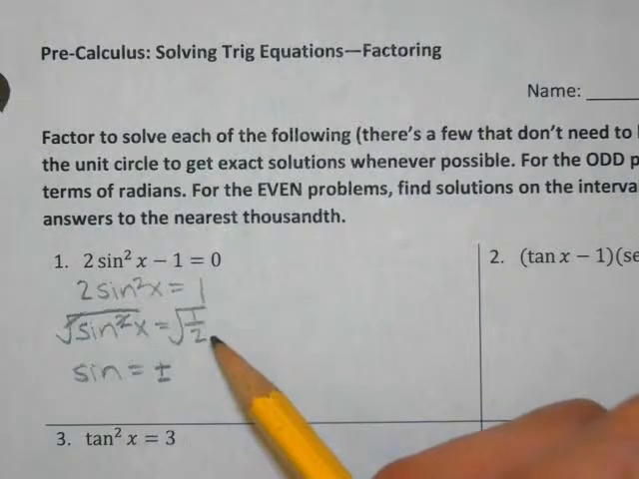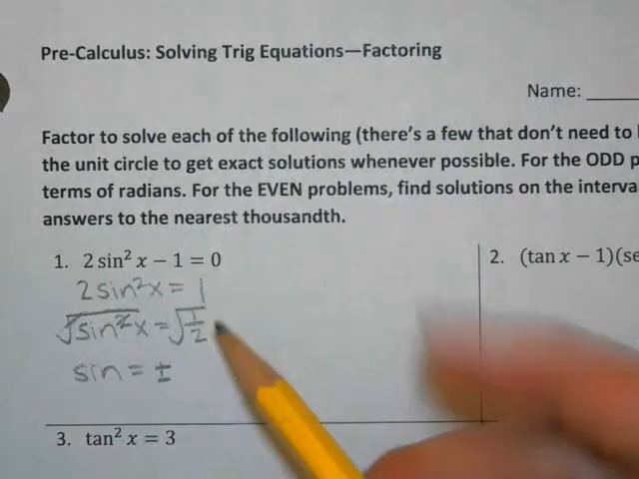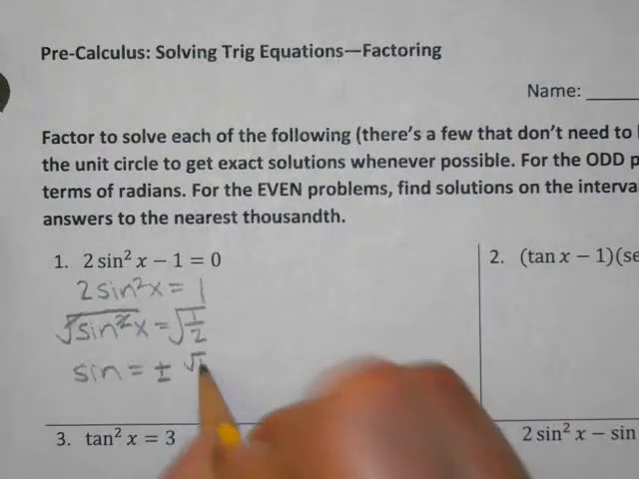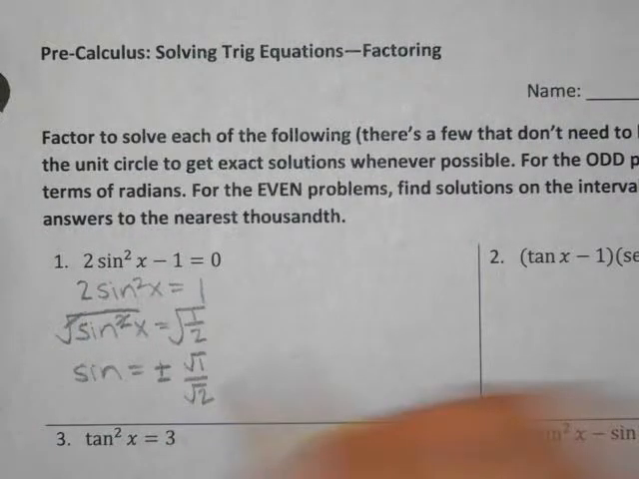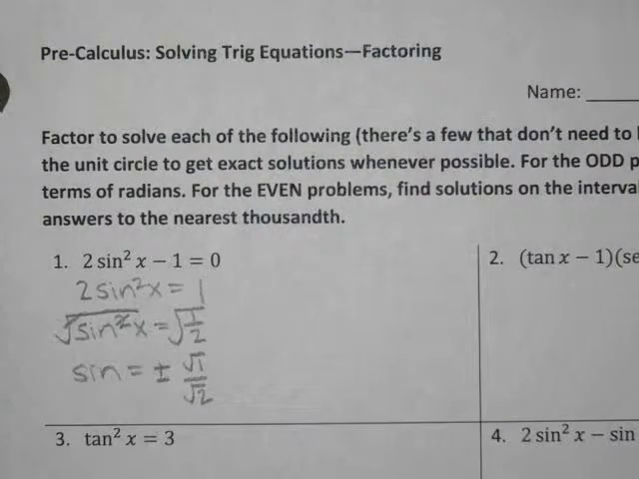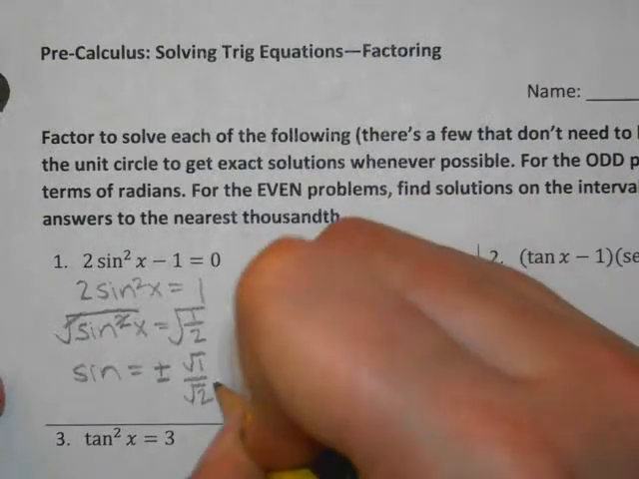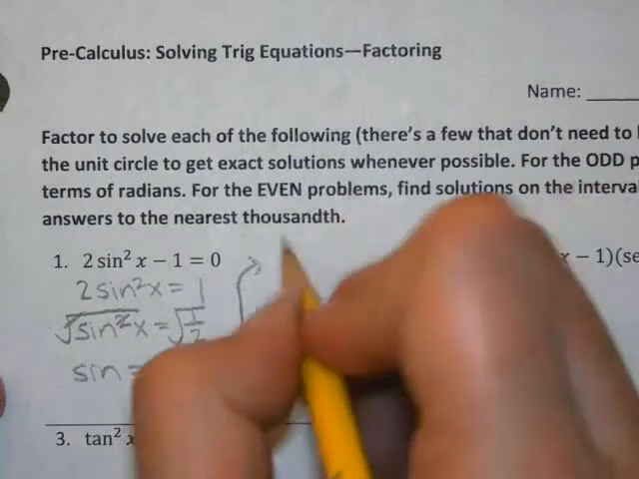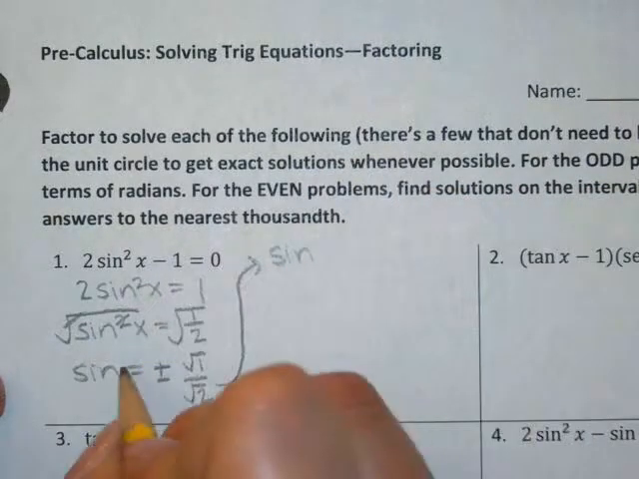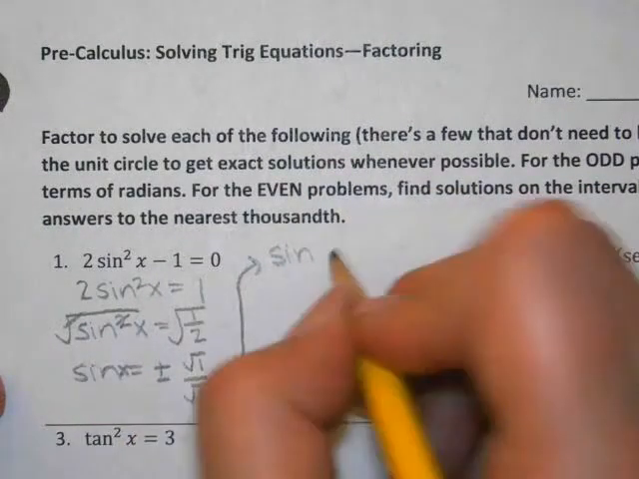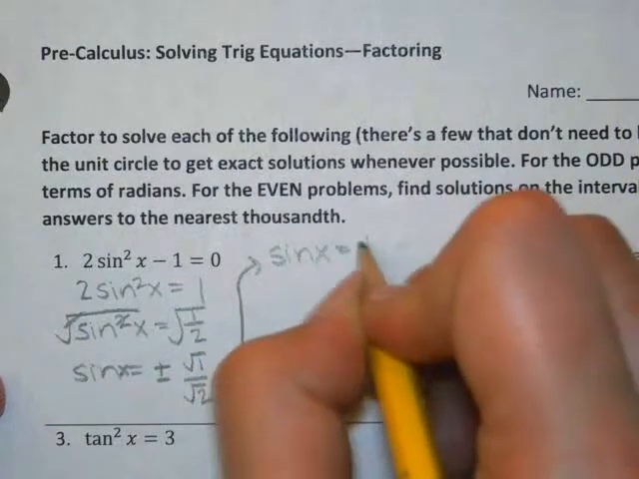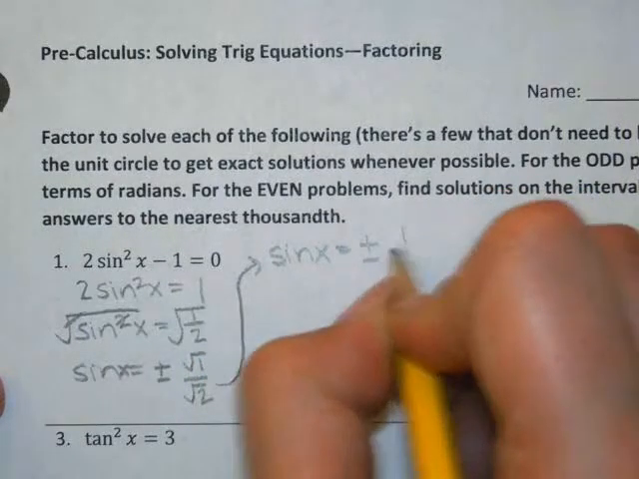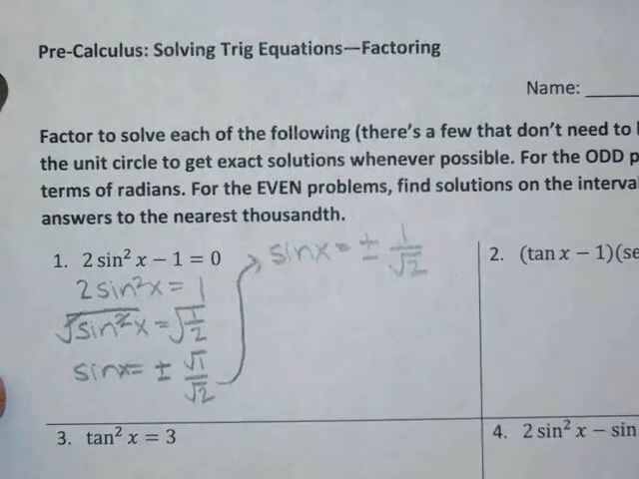And then do you guys remember how I handle the fraction? Yeah, I split the square root so it's on top and bottom. So I'm going to call this square root 1 on the top and square root 2 on the bottom. So now what I have is sine, I should have had an x here, make sure you put an x there. Sine x equals plus or minus of 1 over square root 2.